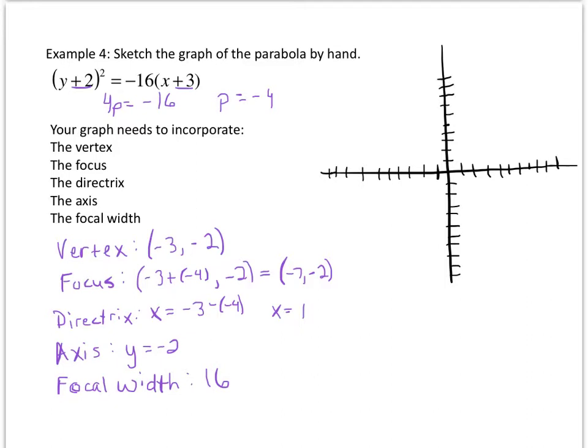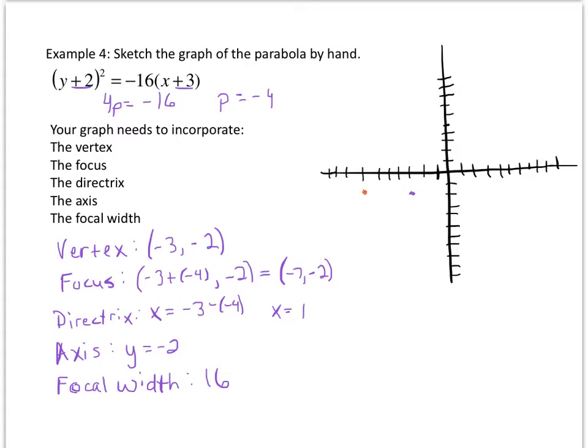Alright, our vertex is at -3, -2. So we can draw that really easily. That's where our vertex is. Our focus is going to be at -7, -2. So we were at -3, -4, -5, -6, -7. Right, here's our focus. Our focus, by the way, is always going to be a point that's inside of our parabola. Like the direction that it opens, it'll be that direction from the vertex.